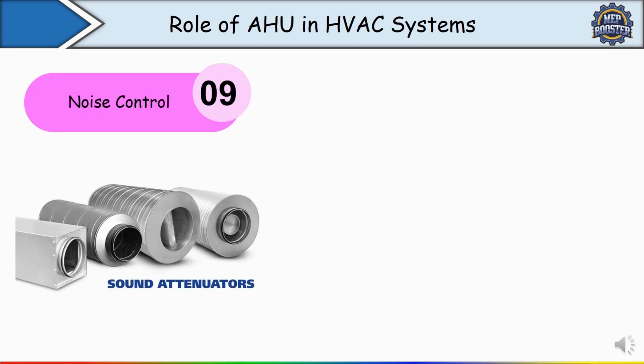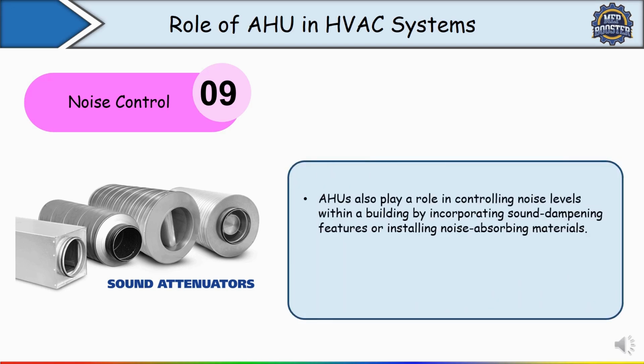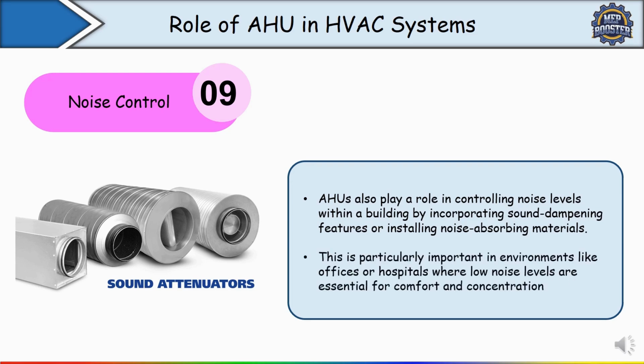Now the last one which we have to discuss is noise control. What is this? Try to understand. All of you know that AHUs reduce the noise generated by HVAC systems, such as fan and air movement. AHU also plays a role in controlling noise levels within a building by incorporating sound dampening features or installing noise absorbing material. This is particularly important in environments like offices or hospitals where low noise levels are essential for comfort and concentration.